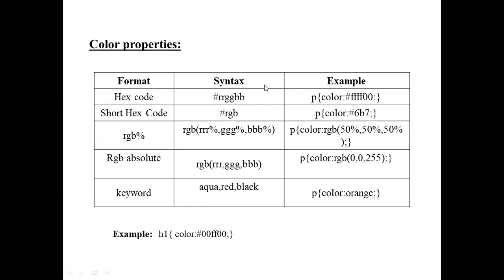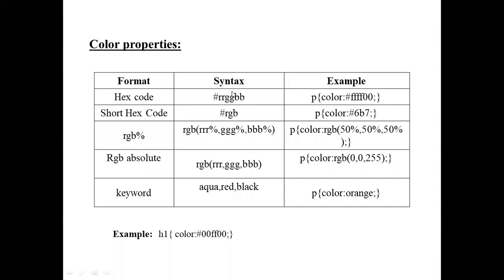Next one, color properties. A color property specifies the color of a text. We can specify the color in different formats. First one, hexadecimal code, that is RRGGBB. In the hexadecimal code, FF00 means it is the combination of red and green color.